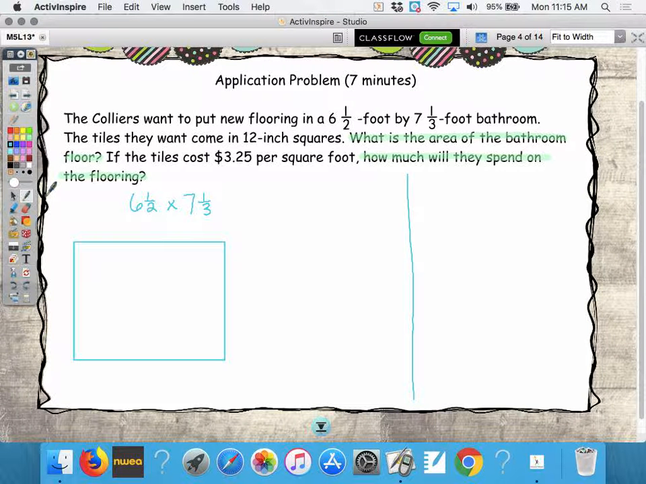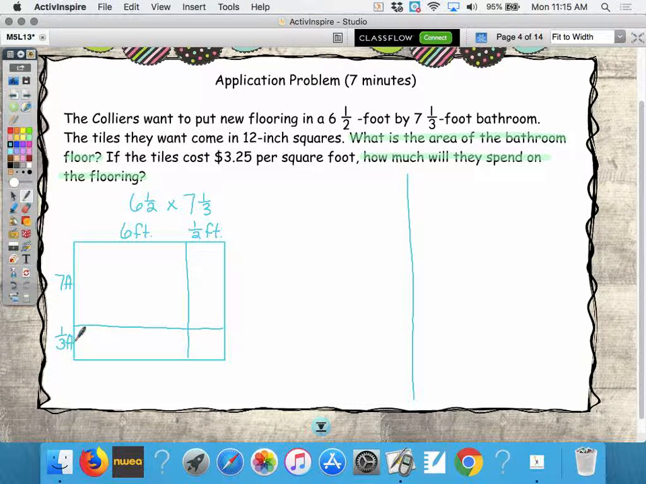Because sometimes when you write those out and you've got feet in between everything, it starts getting confusing. Okay, so here's my area model. This is reminding us how to get through Zern Lesson 12, basically. So I've got 6.5, and these are feet, aren't they? And 7 1/3.